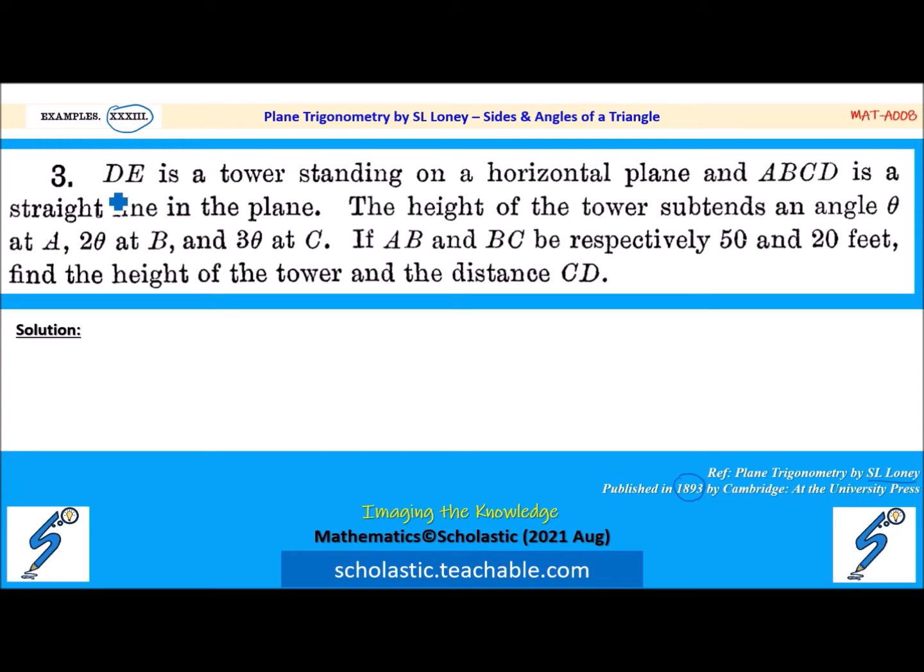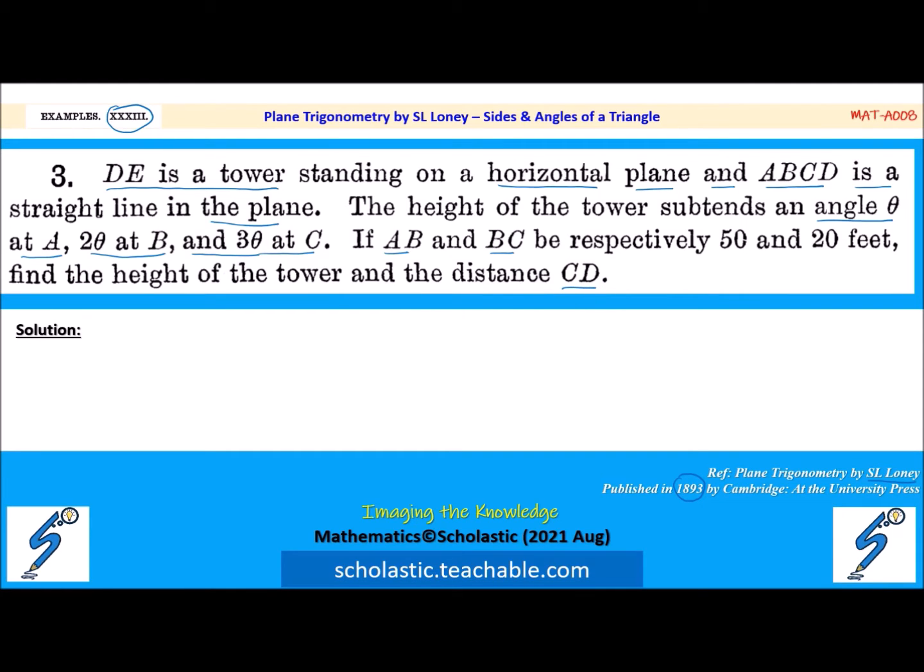DE is a tower standing on a horizontal plane and ABCD is a straight line in the plane. The height of the tower subtends an angle theta at A, 2 theta at B, and 3 theta at C. If AB and BC be respectively 50 and 20 feet, find the height of the tower and the distance CD.